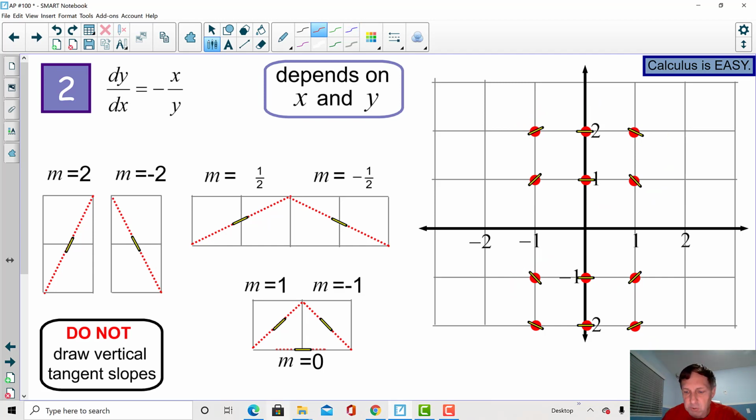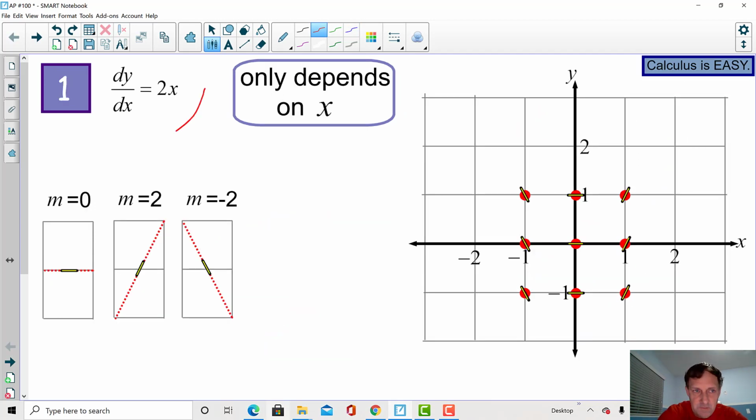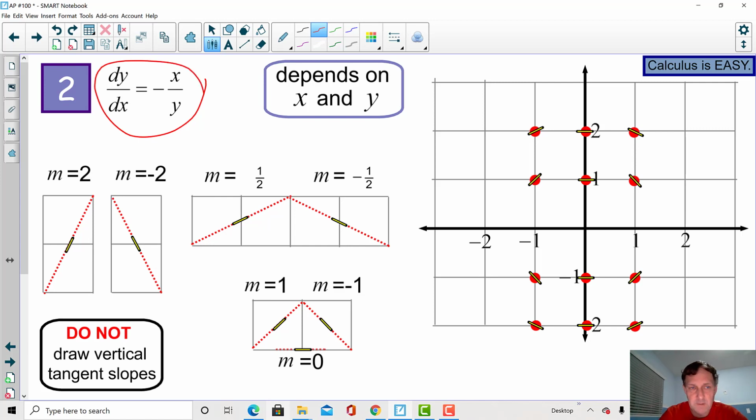Now, if we go back and look at number 1, you see that this equation here is called a differential equation. And a differential equation just gives a relationship between a function and its derivatives. Again, this here is a differential equation, and it's giving a relationship between a function and its derivatives.